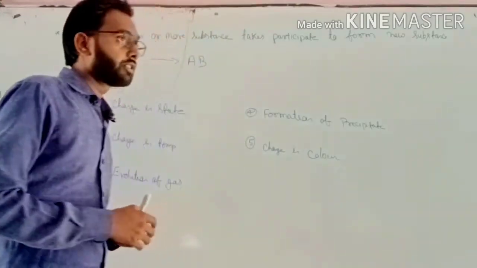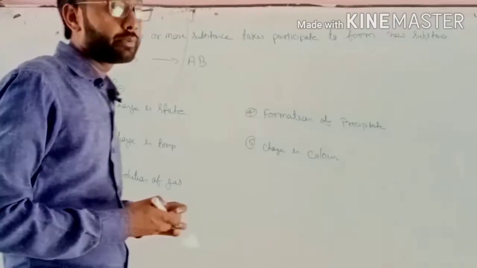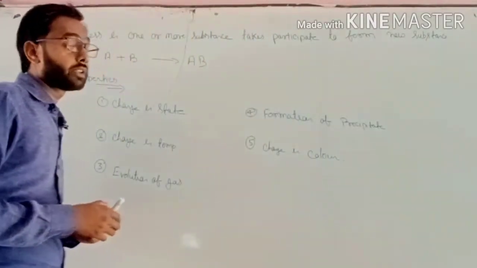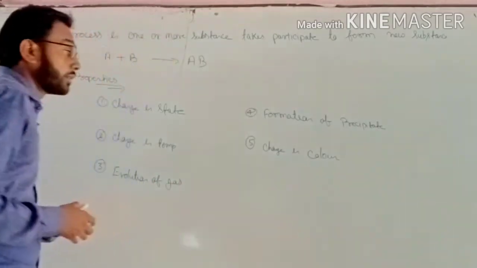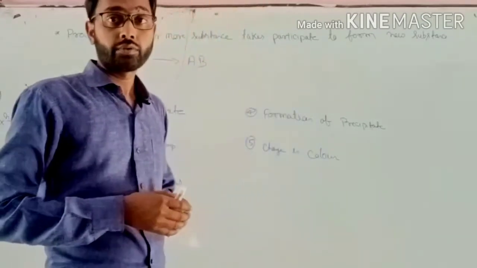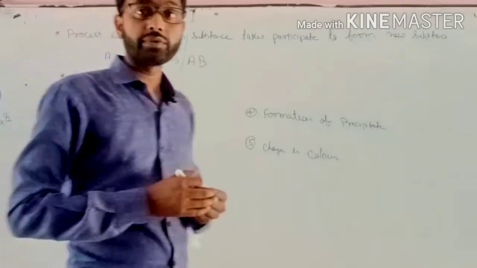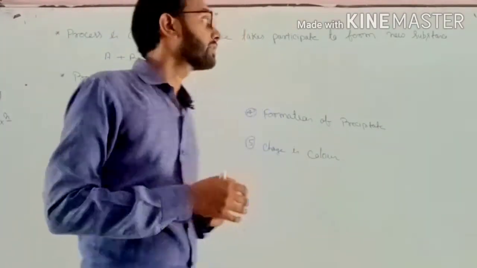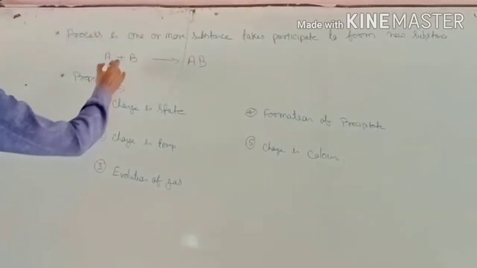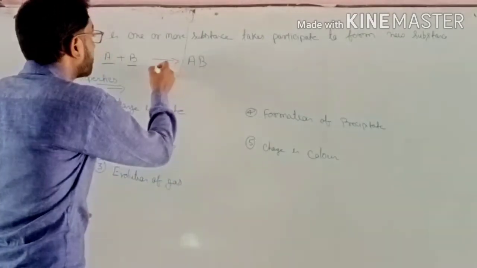So this is our second lecture and we have already discussed the chemical reaction. The first question that comes to our mind is, what is a chemical reaction and how do we define it? A chemical reaction is the process in which one or more substances participate to form a new substance. Suppose we have two substances A and B and they form a new substance AB. So that is a chemical reaction.